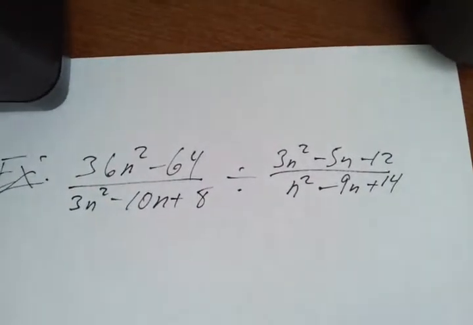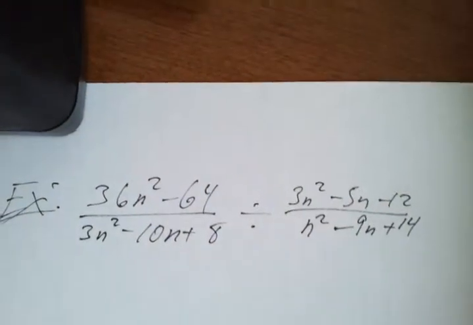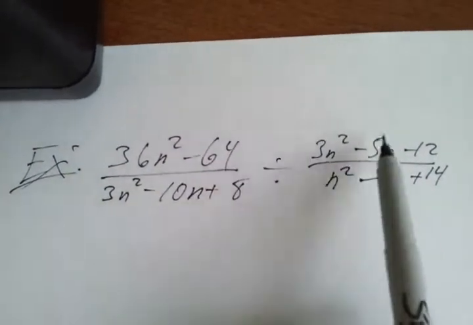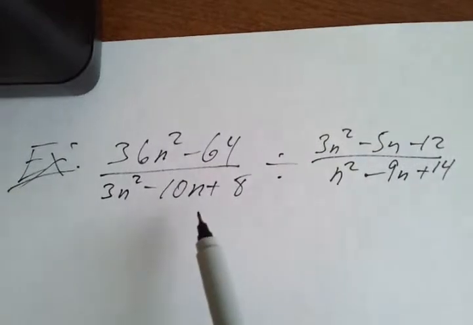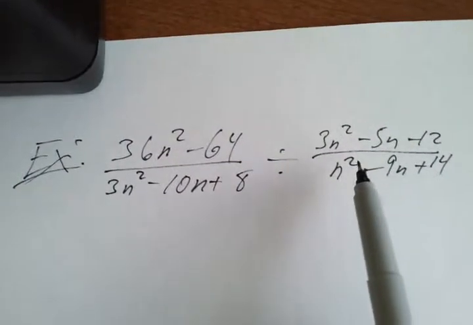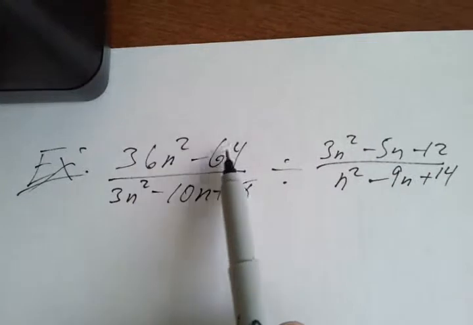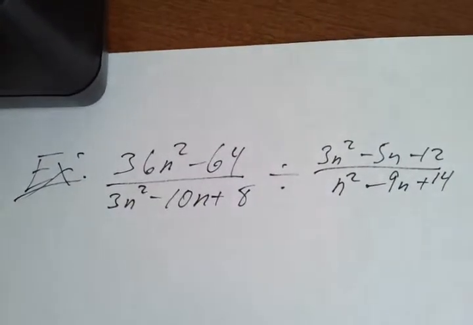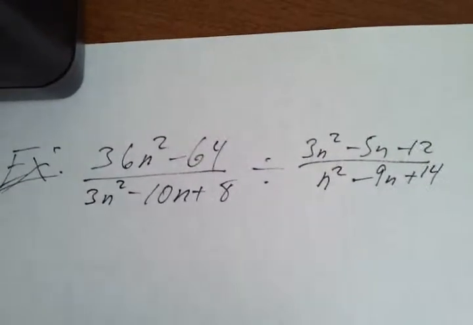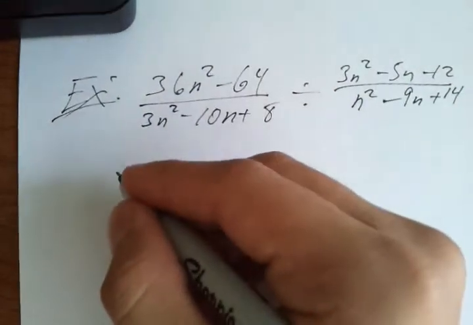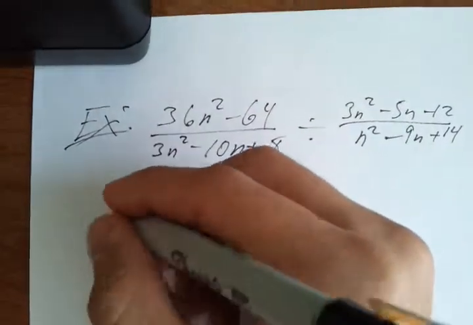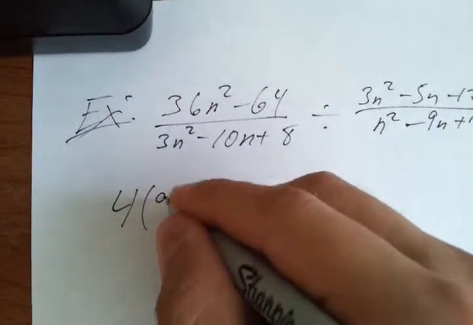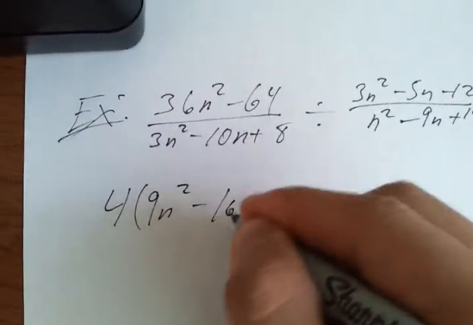The first step in multiplying and or dividing rational expressions is to factor the numerators and denominators of each rational expression. So first we want to look and say, can we factor this? And we can. Remember, when factoring, first look for greatest common factor. And we do have a greatest common factor there, which is 4. So if we divide out 4, that leaves us with 9n squared minus 16.